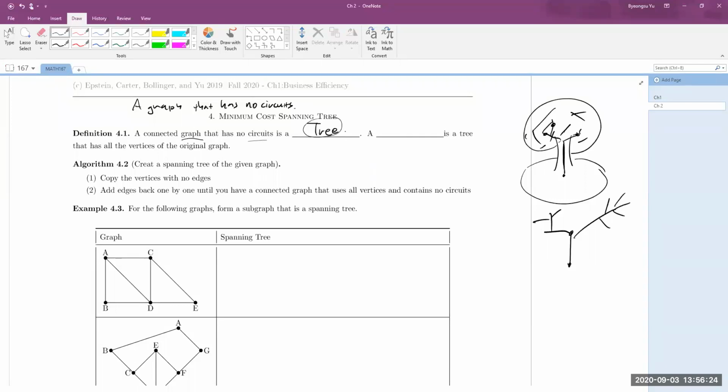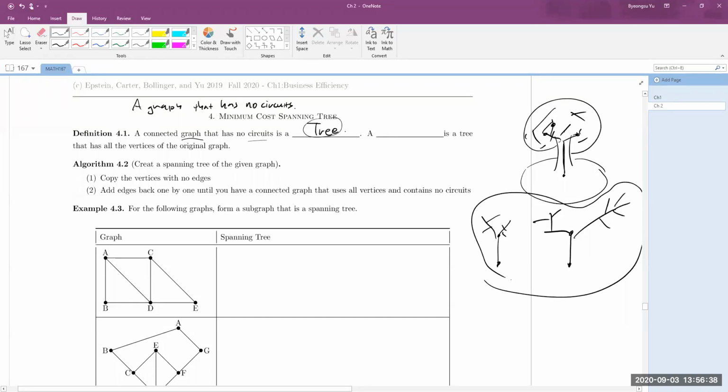A connected graph is one where all vertices are connected by some paths. An unconnected graph looks like this. If we think of these two as elements of the same graph, then it is called an unconnected graph, because this part is not connected with this part. So if you see a graph that may not be connected but has no circuit, what can you call it?